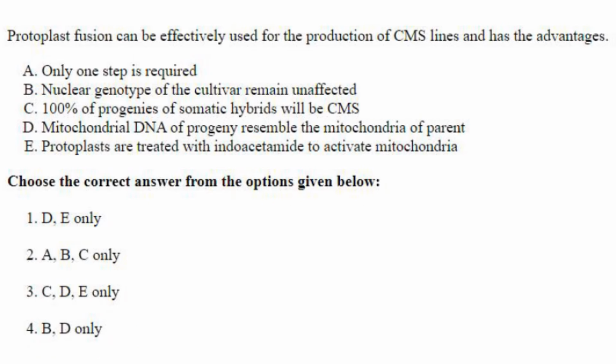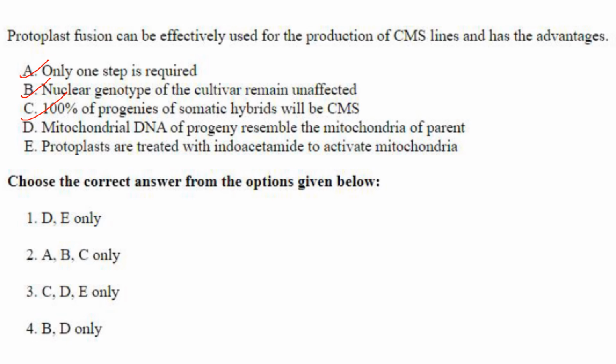Then next one. Protoplast fusion can be effectively used for the production of CMS line and has the advantages. Only one step is required. That's correct. CMS is cytoplasmic male sterile lines. That is correct. Nuclear genotype of the cultivar remains unaffected. That's also correct. 100% of the progenies of somatic hybrids will be CMS. That's also correct. Mitochondrial DNA of the progeny resembles the mitochondria of the parent.